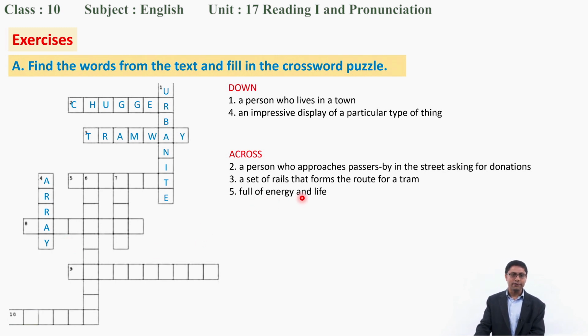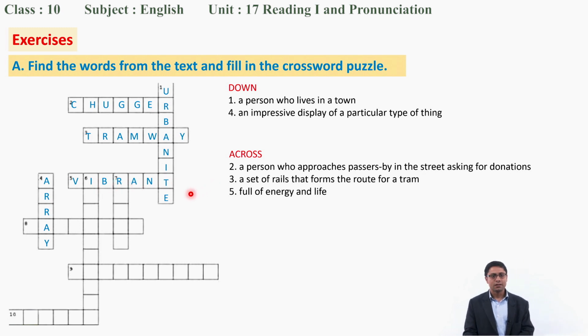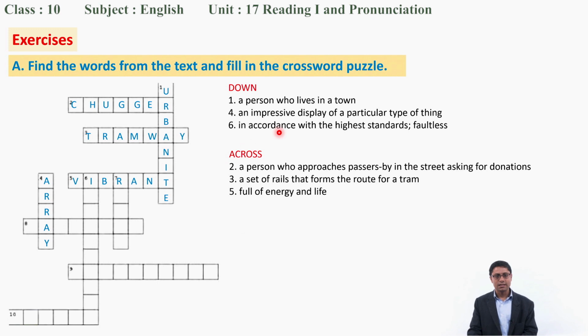Now let's move on to next. 5. Pool of energy and life. It goes across. Can you say what word goes here? Okay, that's vibrant. Very good. V-I-B-R-A-N-T, vibrant. That's good. Now let's move on to next. 6. In accordance with the highest standards, faultless. What is this word called? You have to go down. You see here. So do you know the word? So faultless. It's impeccable.